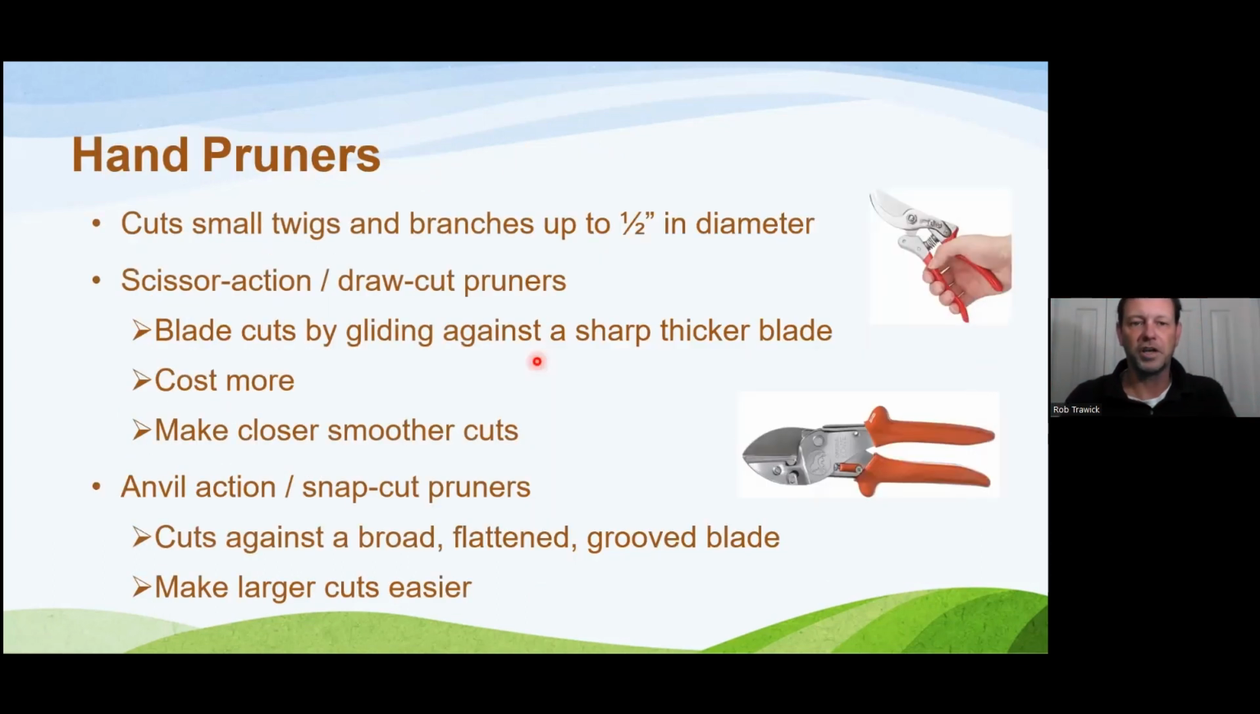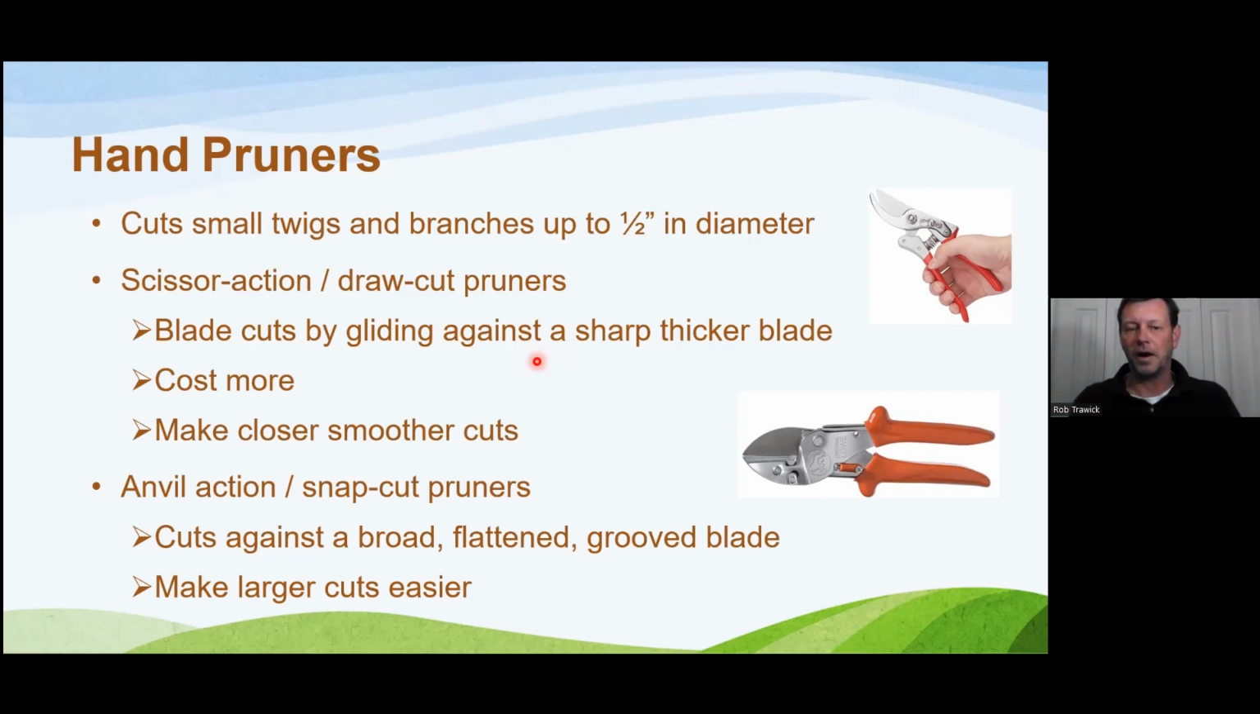Hand pruners cut small twigs and branches up to about a half inch in diameter. They have a scissor-like action. They're draw cut pruners: the blades cut by gliding against a sharp, thicker blade. They're very similar to scissors, if you think about it that way. They cut all the way through. They do cost a little bit more, and they make close, smooth, clean cuts that can heal properly.